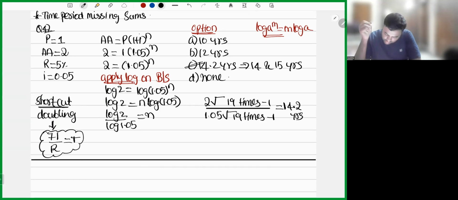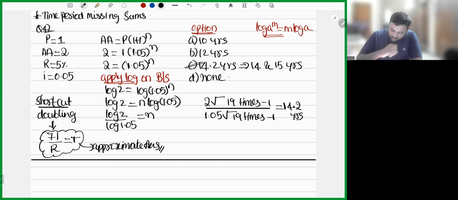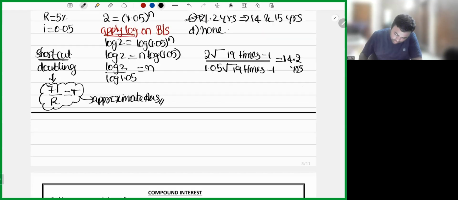The number of years it takes for money to double itself is 71 divided by R. Okay. And again, it will not give you the exact answer. It will just give you the approximate answer. So I hope question number 4 is clear. Let's proceed to the next one.